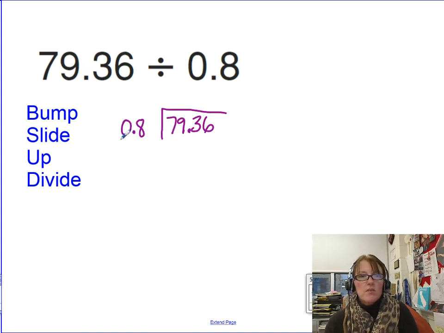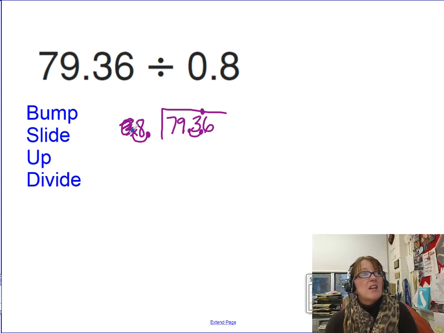So it is not easy to divide by things that are less than 1 or that have decimals in them. So what we do is we multiply by 10 in this case, moving that decimal point over one spot. We're going to bump it over one. Then we do the same thing to the number underneath the division bar. So we bumped it here and slide it the same number of spots there. Put the decimal point up above, and now we can just divide.